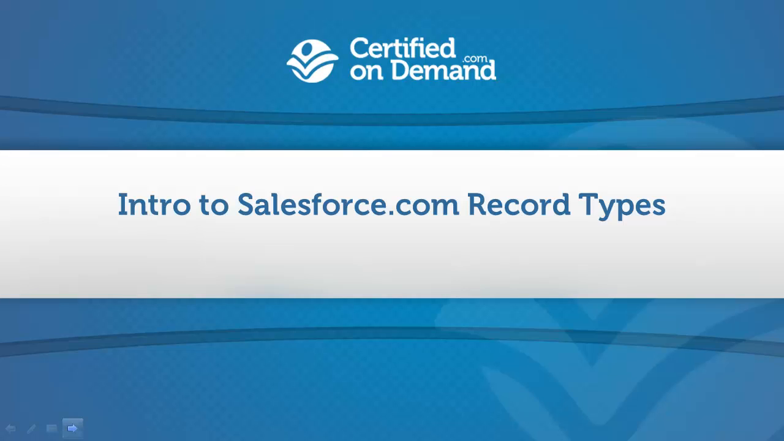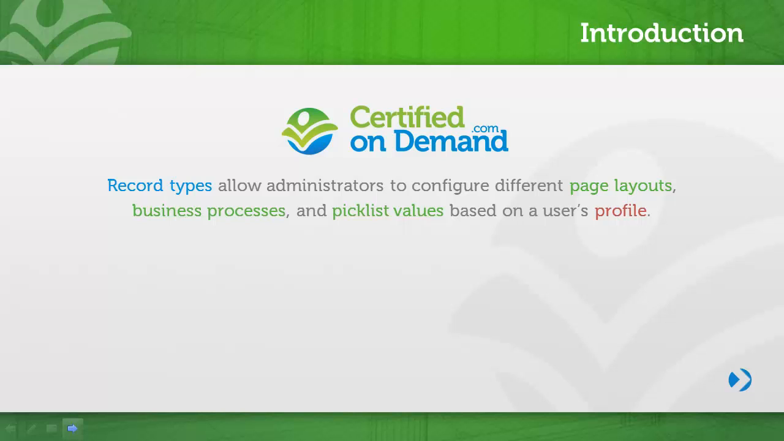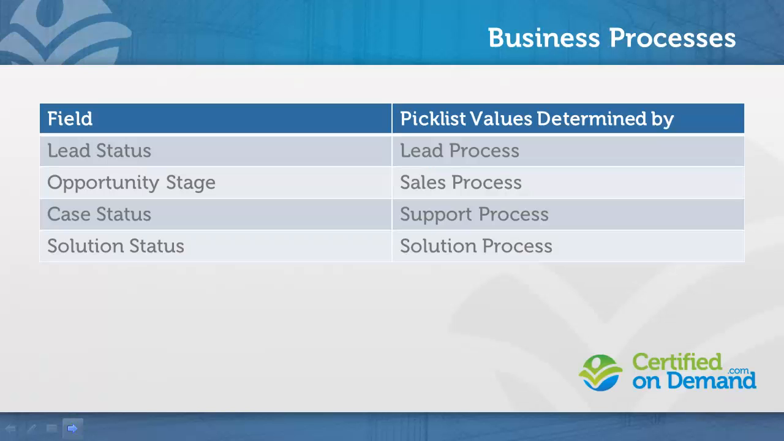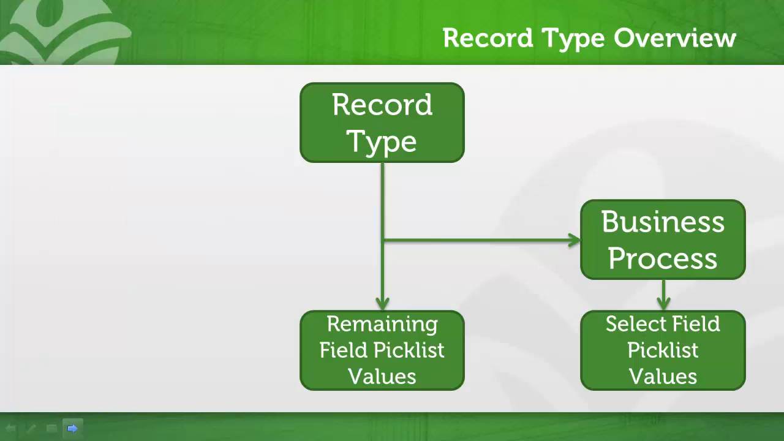In this video, we're going to discuss what a record type does. Record types allow an administrator to configure different page layouts, business processes, and pick list values depending on a user's profile. A business process determines which pick lists are selectable for certain fields, namely lead status, opportunity stage, and case and solution status.